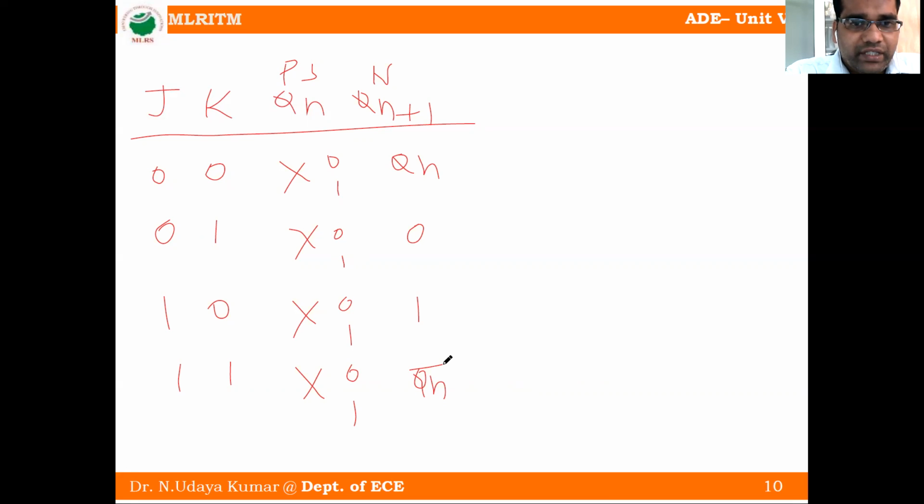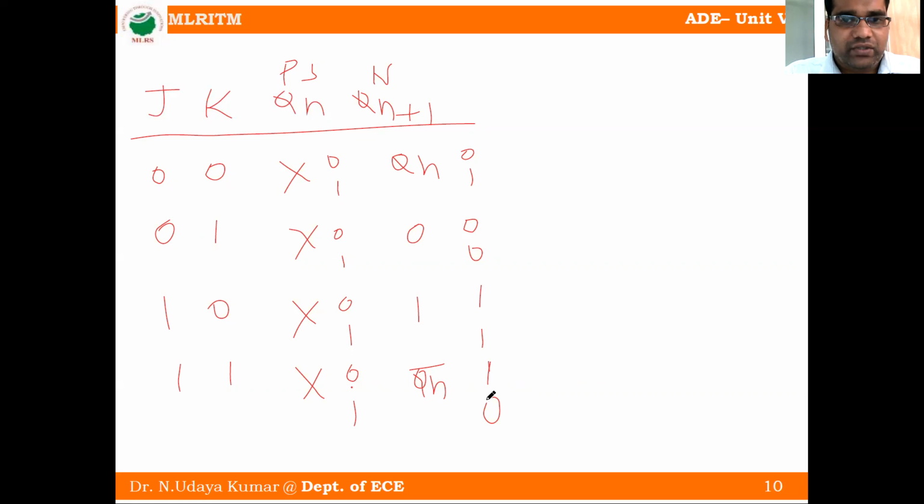Then Qn means it is no change, so present state 0 1 means no change, and we will get 0 1. Here the reset state means we will get 0 0. Set state means 1 1. Toggle means here 0 means we will get 1, and 1 means we will get 0. So this is the extended truth table for JK flip-flop.